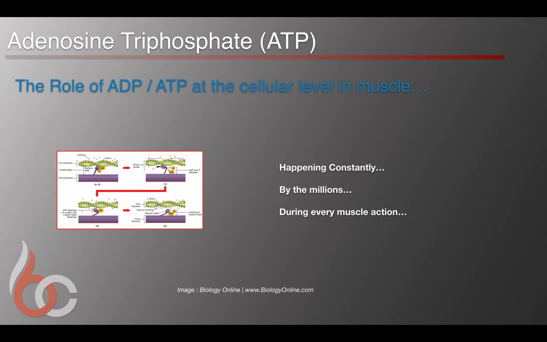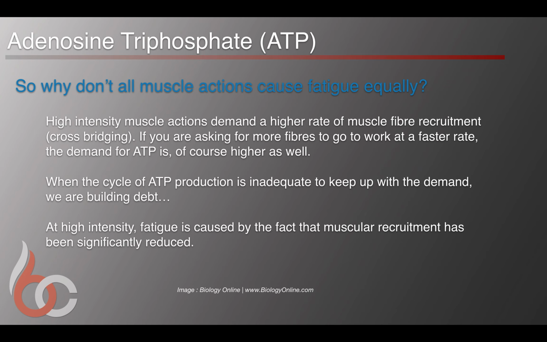So let's remember that this is happening constantly. It's happening by the millions, and it's happening in every single muscle action that we do. All right. So whether it's a big or small muscle action, whether it's extremely intense or it's very, very mild, this cross-bridging process of sliding filament theory is happening in the millions and millions. All right. So why don't all muscle actions cause fatigue equally then? If what happens is happening regardless of how intense the task is, why doesn't lifting 15 pounds fatigue us the same way lifting 150 pounds does?